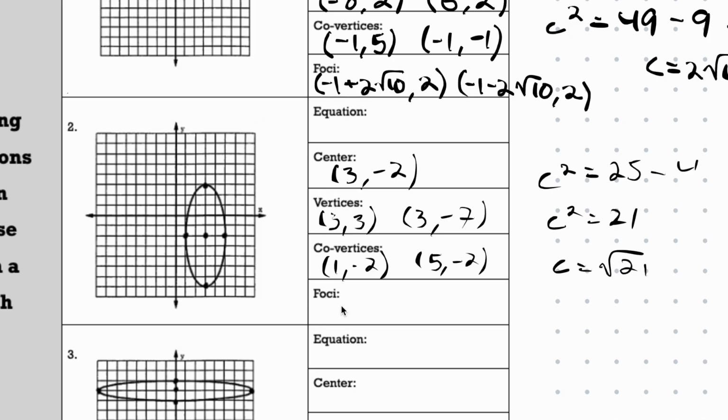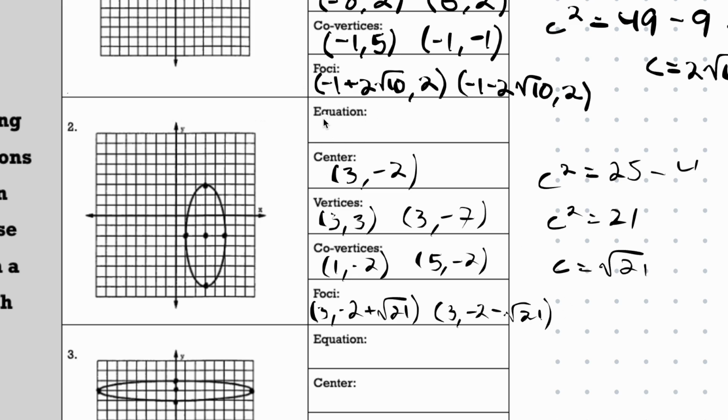So that means our foci, since they're along our major axis, we're going to be adding them to our y value for our center, adding and subtracting. So I'm going to say 3, negative 2, plus root 21. And here I'm going to say 3, negative 2, minus root 21.